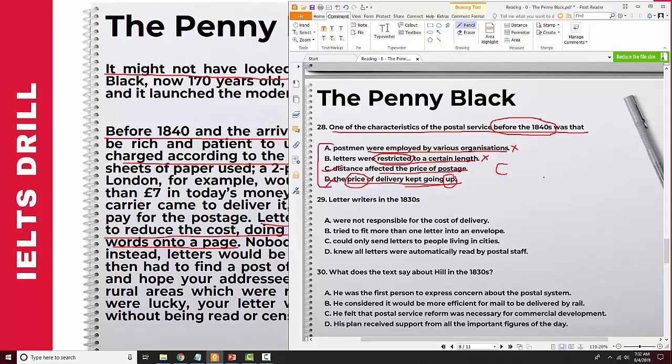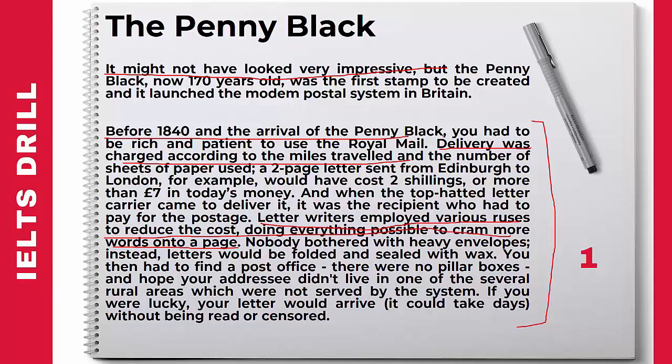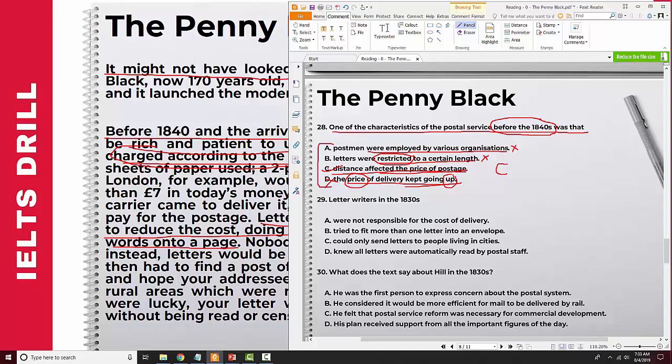And how do you do that? You do that by verifying that the correct answer, for example in this case, distance affected the price of postage, is explicitly stated somewhere in the passage. Delivery was charged according to the miles traveled. When I read this, I get convinced that this is the correct answer, right? Now, how do I eliminate the wrong answers?